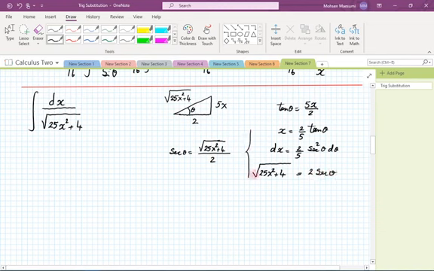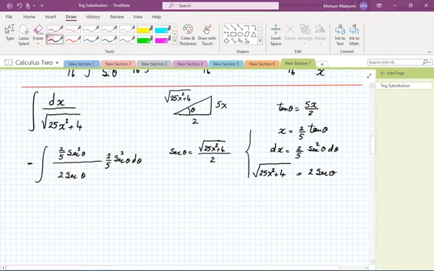So we are ready because I can substitute everything. So I have here, instead of dx, I have my 2/5 of secant squared of theta divided by, clean this up, the radical became just plain 2 secant of theta, and dx became 2/5 of secant squared of theta d theta.